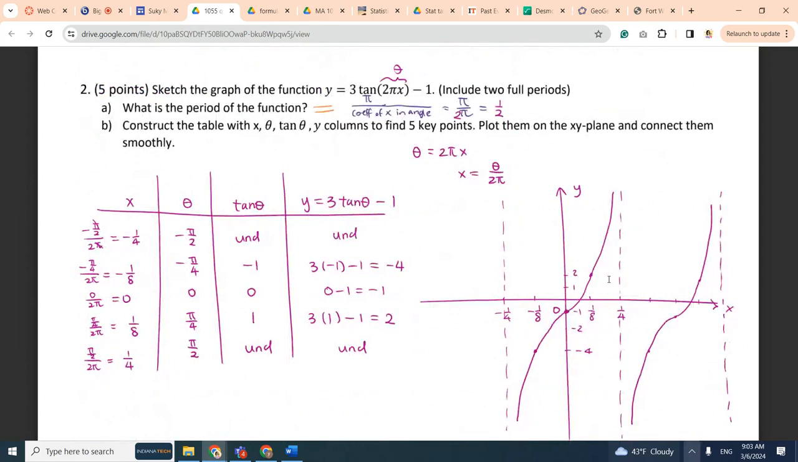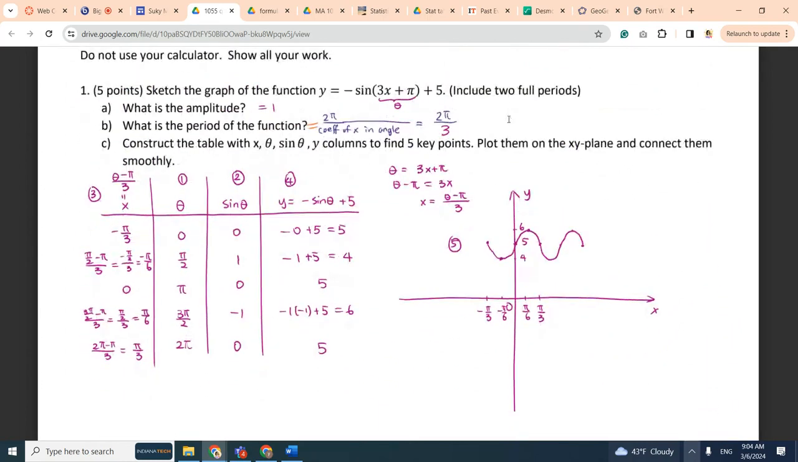The second problem, the method is similar, right? We write down the theta and tangent theta columns. And the theta starts with negative pi over 2 and goes up to pi over 2. So that's why the period for tangent is pi. But then when you divide it by the coefficient of x, which is 2 pi, we get the period is 1/2. Oh, I forgot to say, for problem 1, the amplitude is 1, not negative 1.